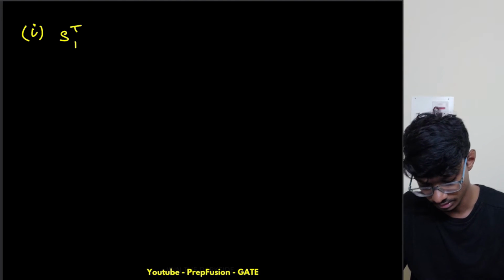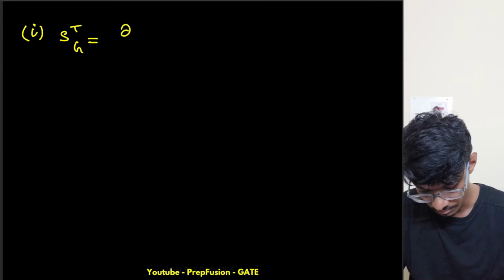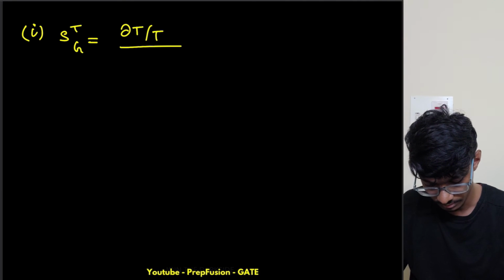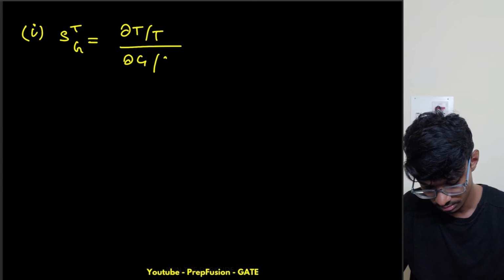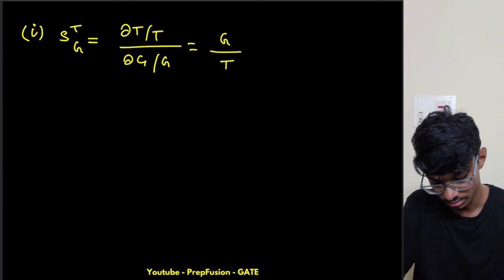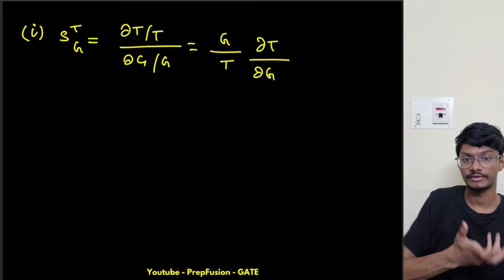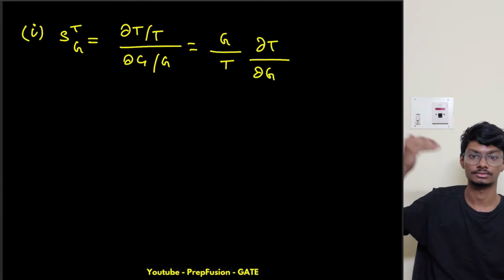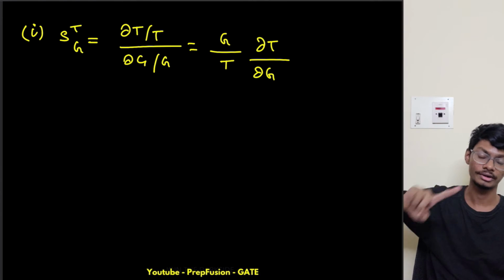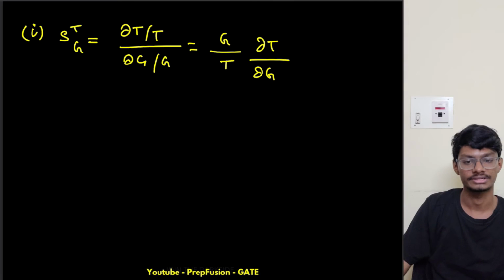Our first will be the sensitivity of T with respect to G, so it is simply delta T upon T divided by delta G upon G. Now we can write this as G by T times delta T by delta G. Now we have to find the partial differentiation of this transfer function with respect to G. Frequency we are assuming constant, only varying the parameter G and taking the partial derivative. I hope you understand what partial derivative means.